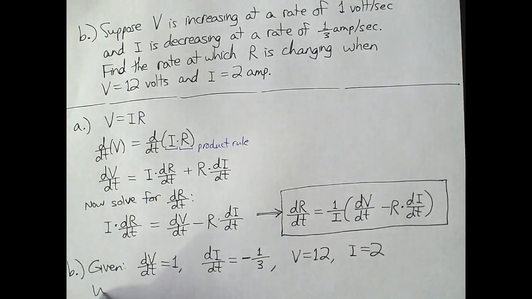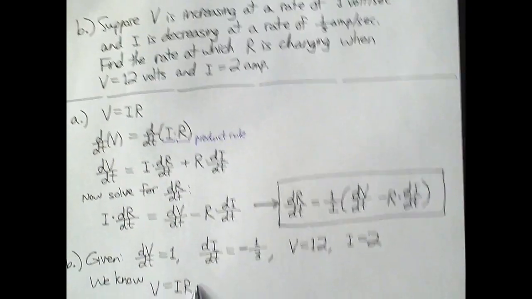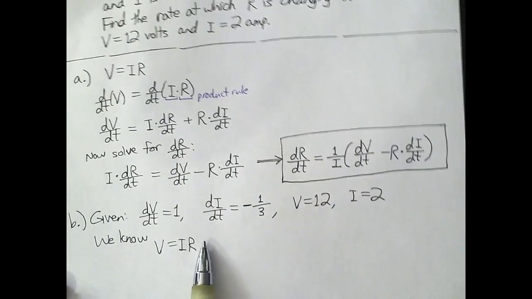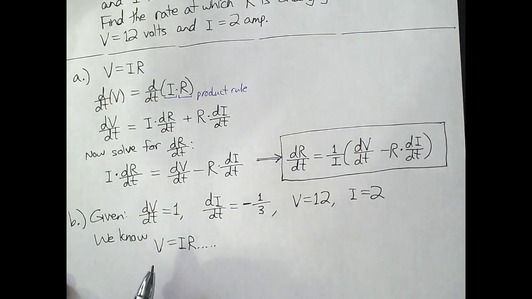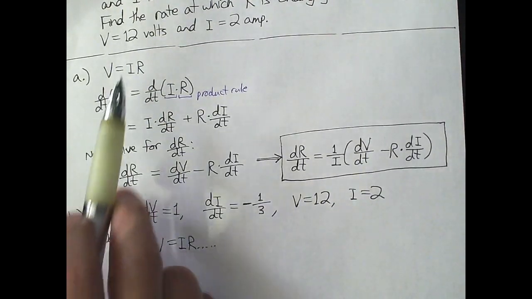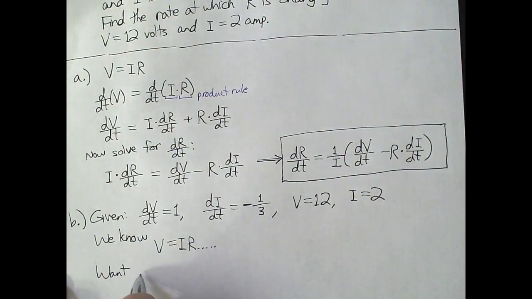We know v equals IR. You know what? Let me explain where I'm headed with this, okay? Let's just put a dot. We'll come back to that in a second. What are we trying to find? It says find the rate at which R is changing. So we want dr dt equals question mark.